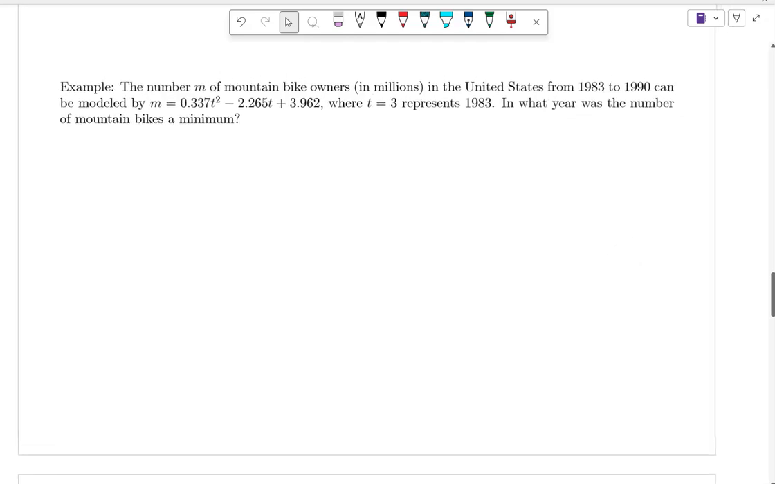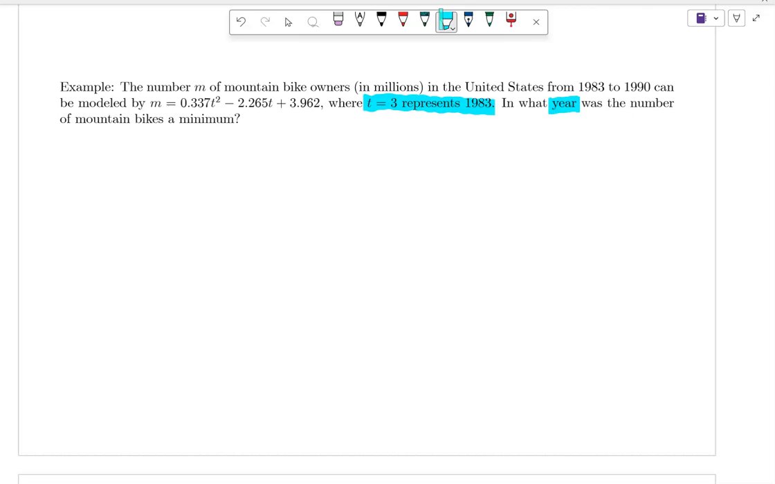The number M of mountain bike owners in millions in the United States from 1983 to 1990 can be modeled by M equals 0.337 t squared minus 2.265 t plus 3.962, where t equals 3 represents 1983. In what year was the number of mountain bikes a minimum? If we look here, it tells us that t equals 3 represents 1983. So we know that t is what our years is going to be. And the question asks us, in what year?